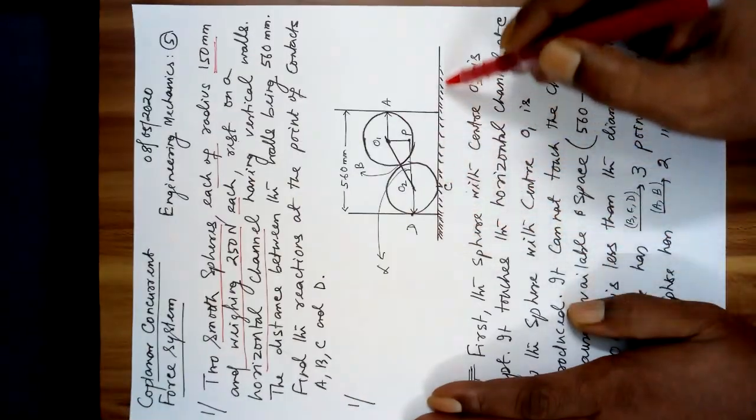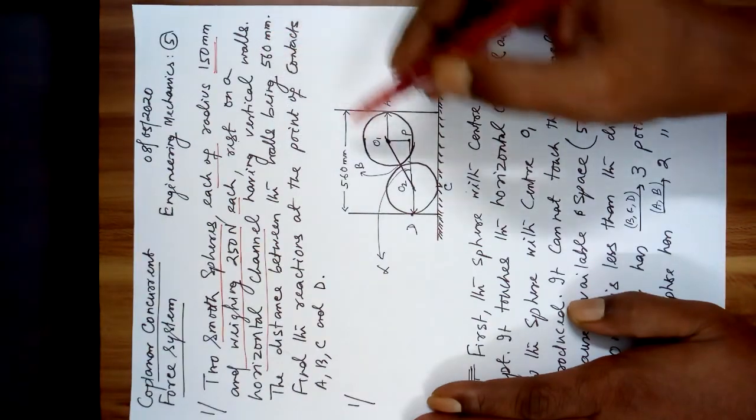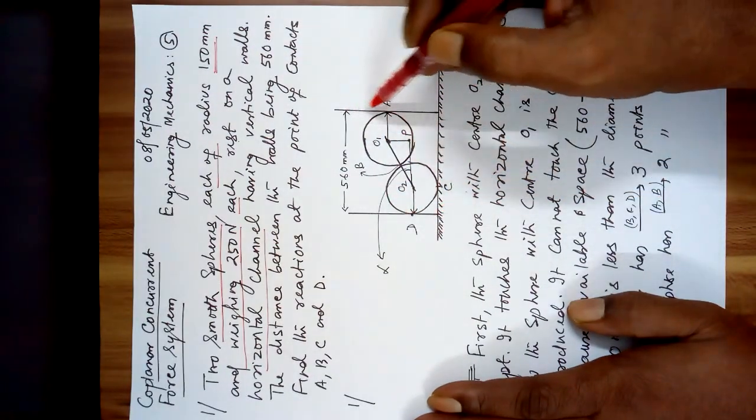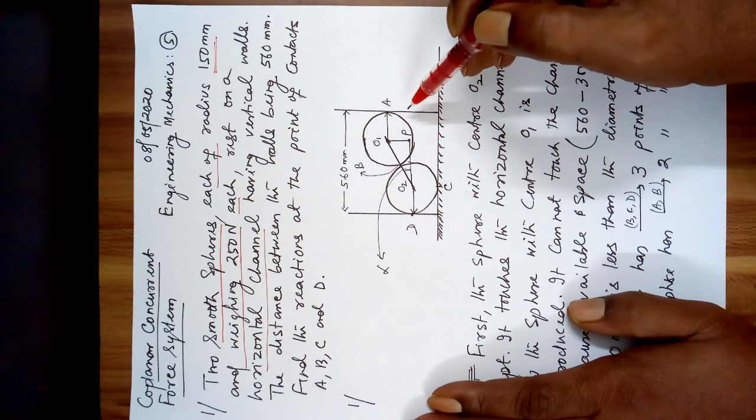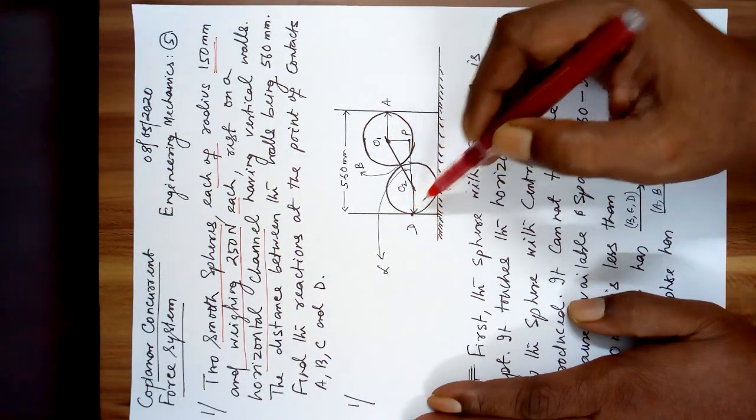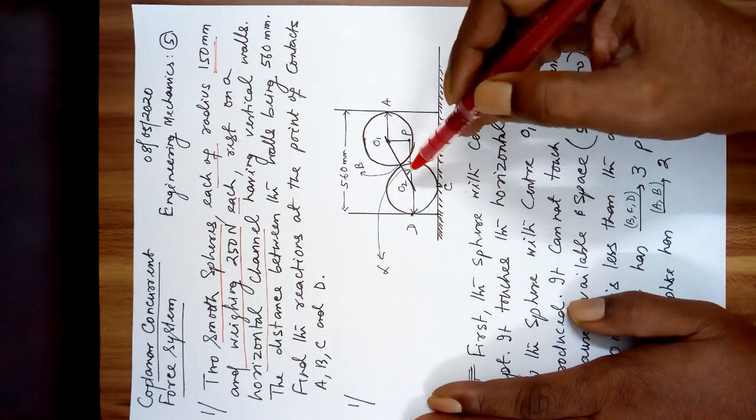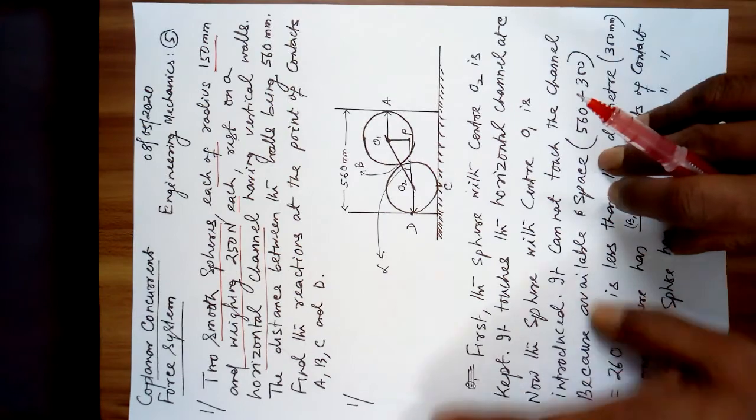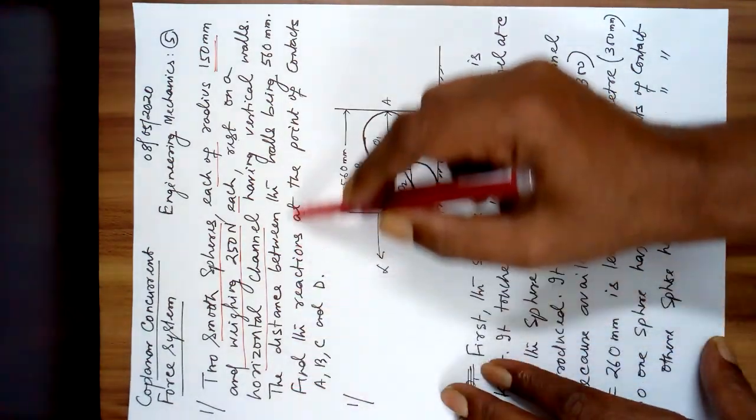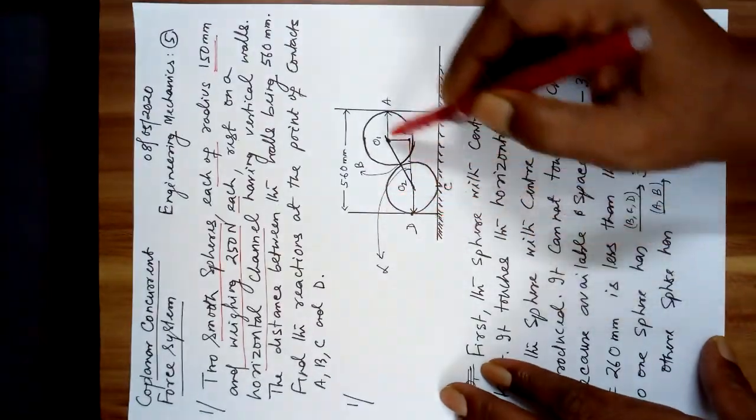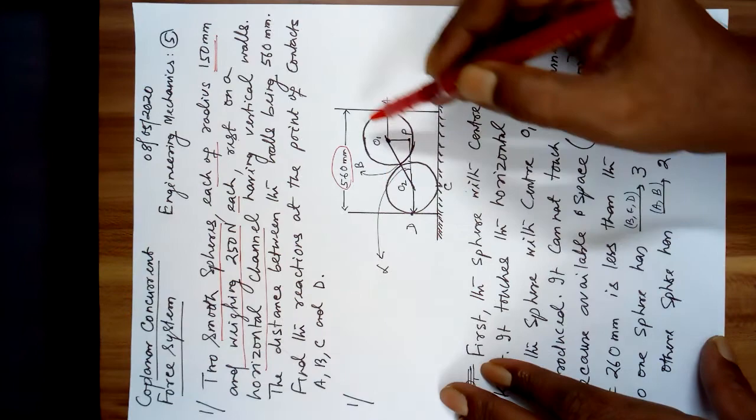This is a horizontal channel that is also smooth, having vertical walls. This is a vertical wall, this is also a vertical wall, and the two walls are also smooth. Means there is no friction at any of these contacts, because the two spheres are smooth. Means frictional forces we shall not take into consideration. The distance between this wall and this wall is 560 millimeter.